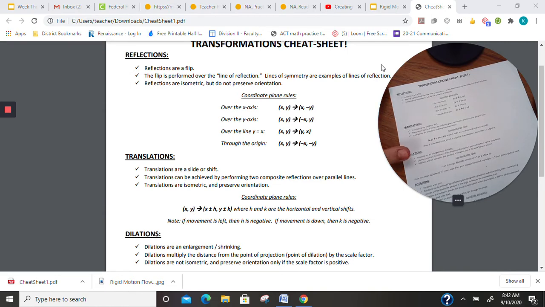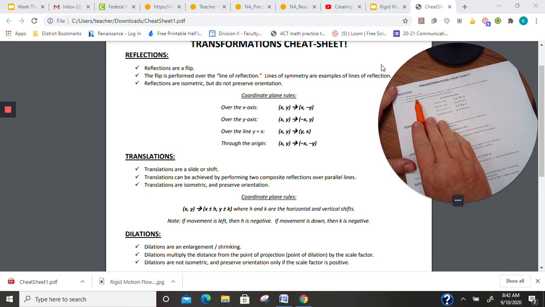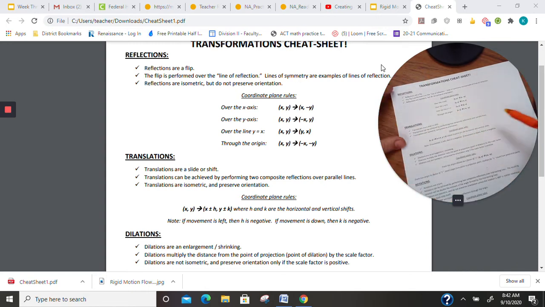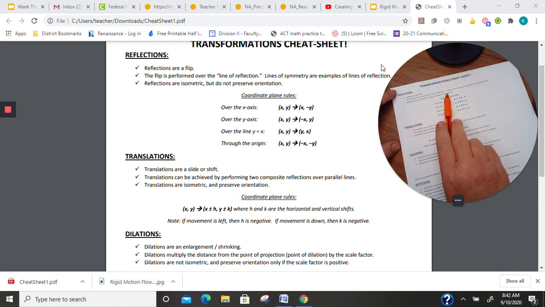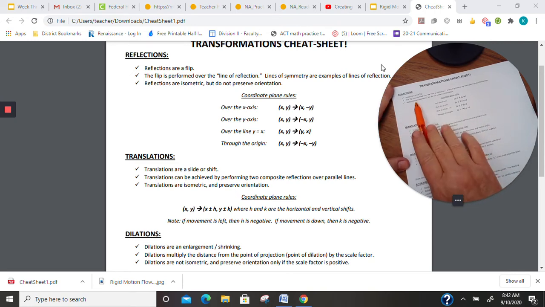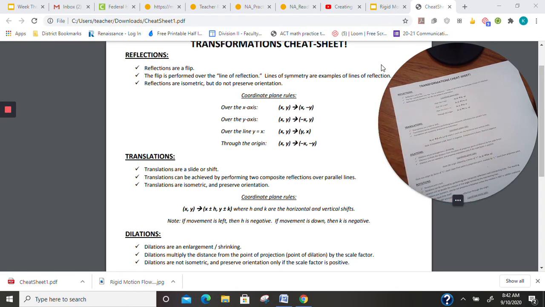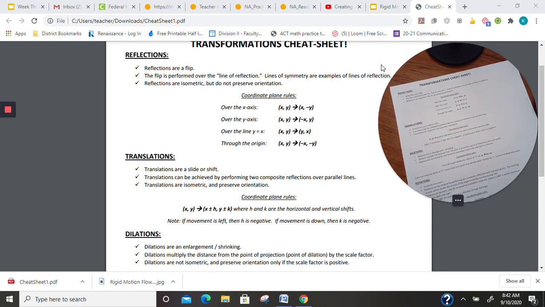So if you look here, it says the flip. Reflections are a flip over something. The flip is performed over the line of reflection. So there's a line that you reflect across that determines exactly where the change takes place. And then it says reflections are isometric but do not preserve orientation. What that means is, once again, if you're touching your right eye, your reflection looks like you're touching your left eye. So it's not exactly the same, but because it's isometric, that means it doesn't change size or shape.